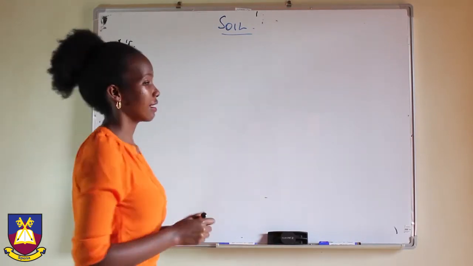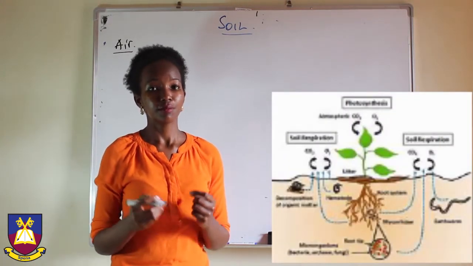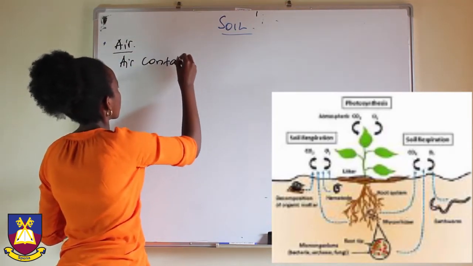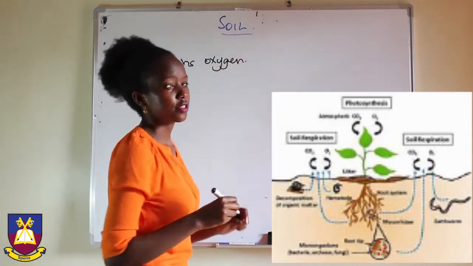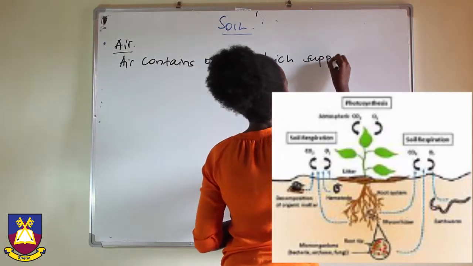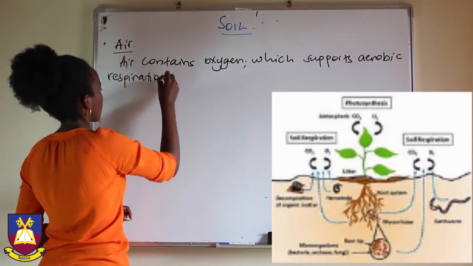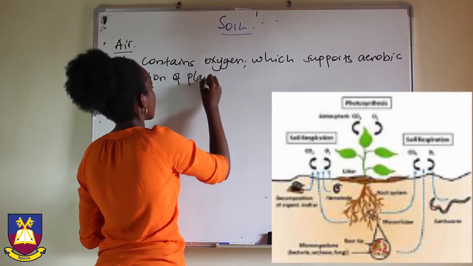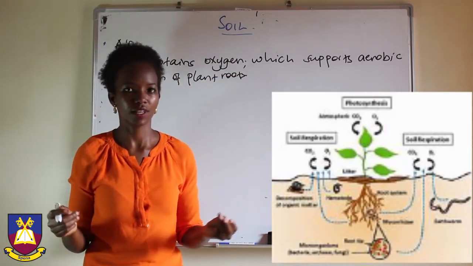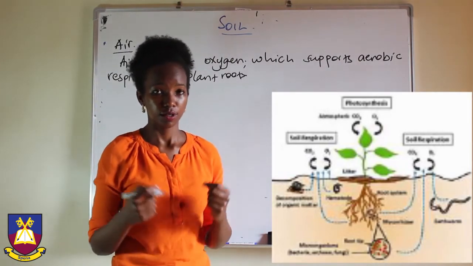How important is this air? It's very, very important in enabling respiration in plant roots. We said plant roots cannot find their way to the surface, so they use the little air that's found within the soil to be able to carry out respiration.